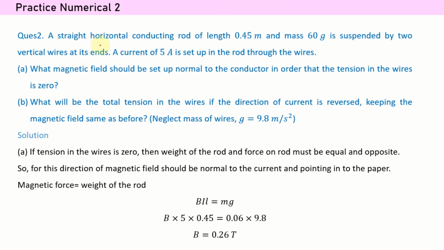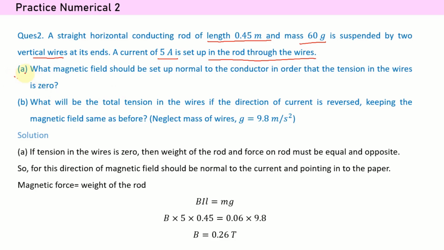Now let us solve one more numerical. A straight horizontal conducting rod of length 0.45 meter and mass 60 grams is suspended by two vertical wires at its ends. A current of 5 ampere is set up in the rod through the wires.